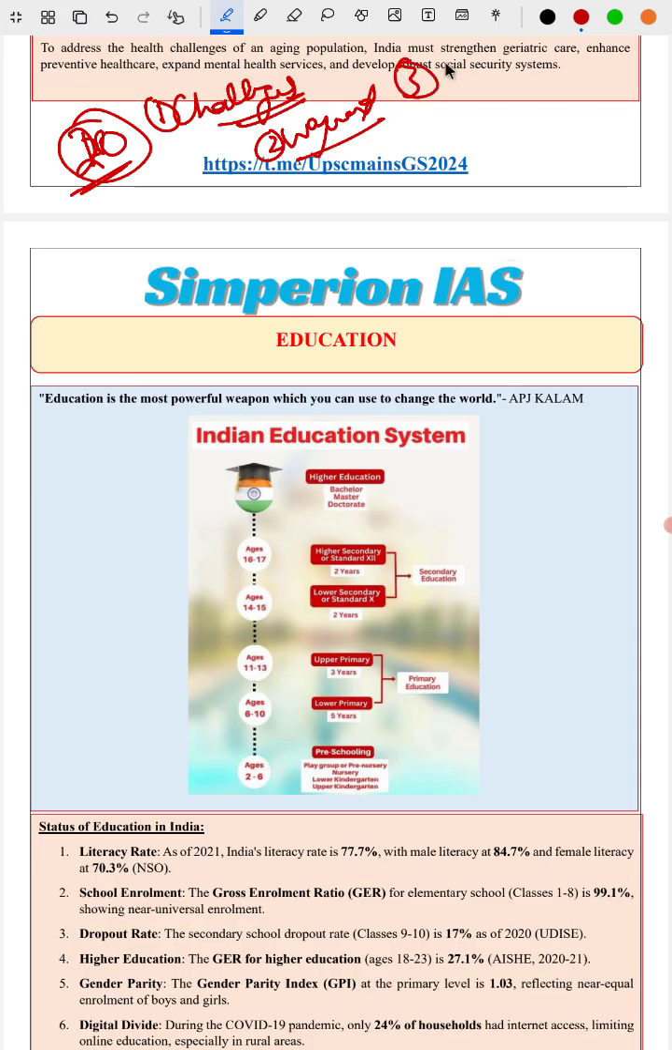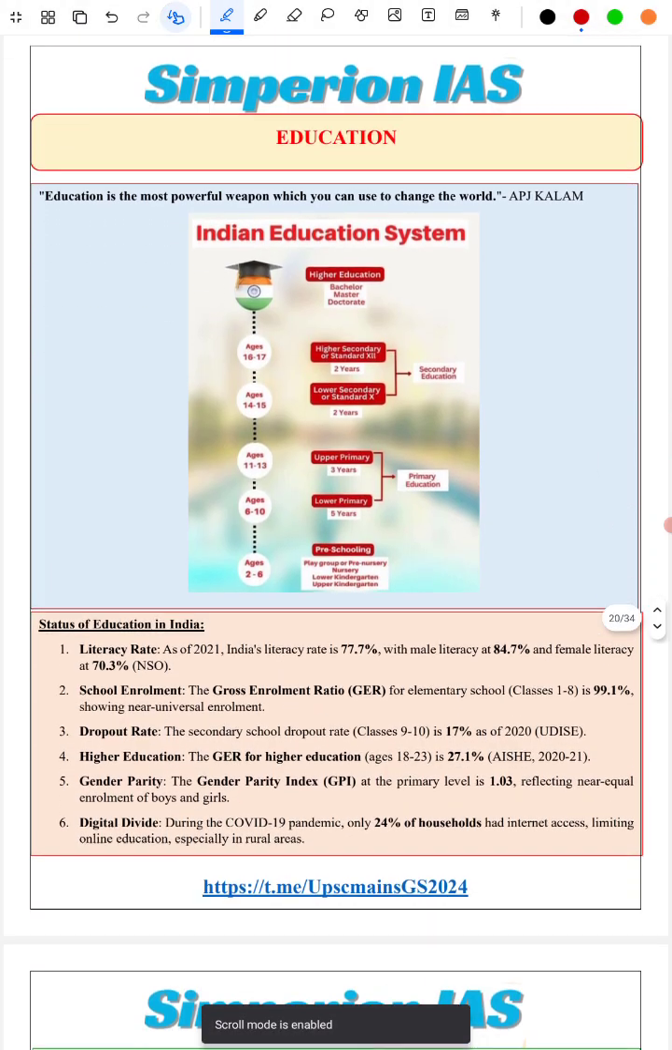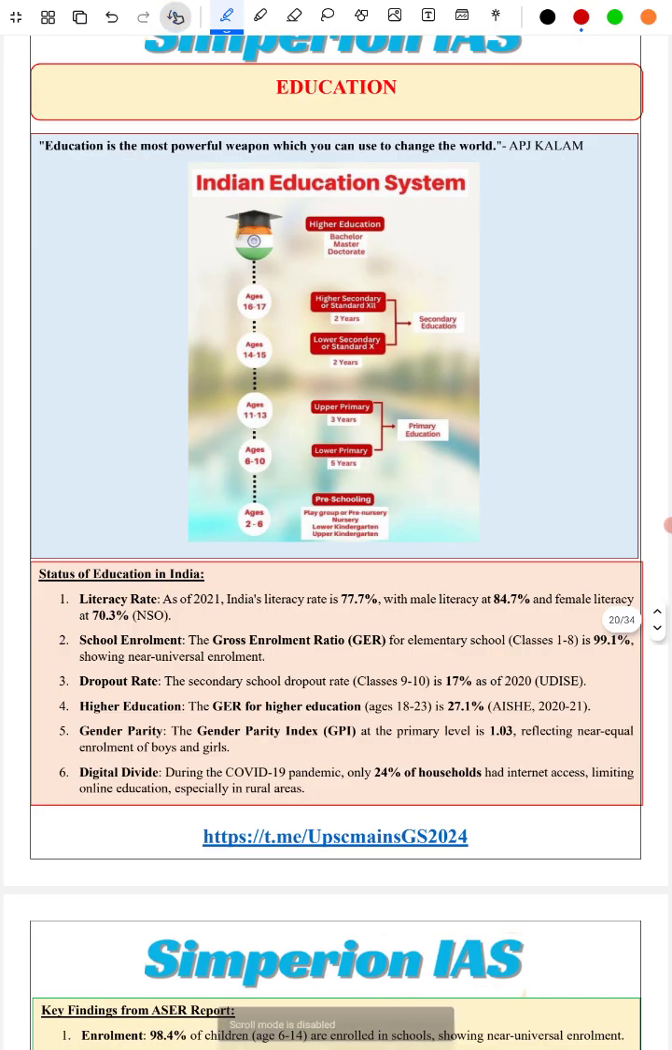Third is the government initiatives regarding healthcare. The fourth point is the problem of mental health. The fifth is the problem of suicide. The sixth is the problem of nutrition, like malnutrition and nutrition. In between, we have even covered the scheme of Ayushman Bharat, the National Health Mission 2017, the WASH scheme, and many more topics. Let's continue now with the topic of education.